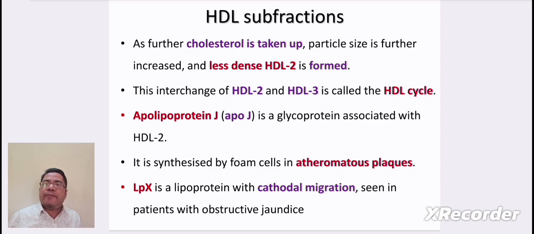The interchange of HDL2 and HDL3 is called the HDL cycle. Apolipoprotein J or ApoJ is the glycoprotein associated with HDL2. It is synthesized by foam cells in atheromatous plaques. Lipoprotein X is a lipoprotein with cathodal migration seen in patients with obstructive jaundice.